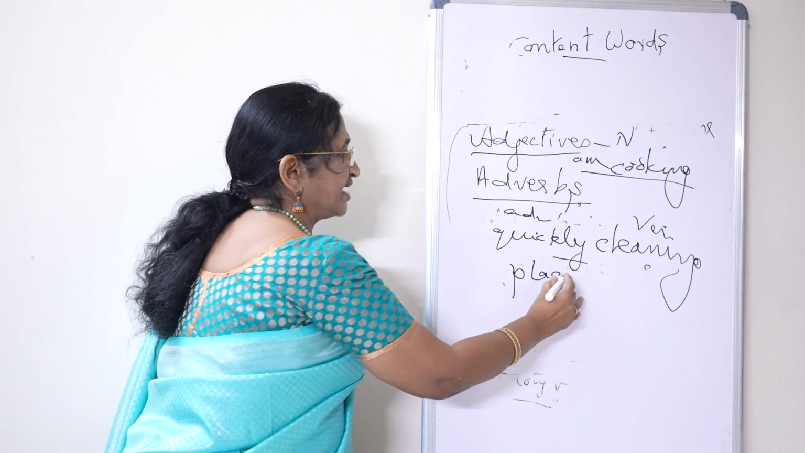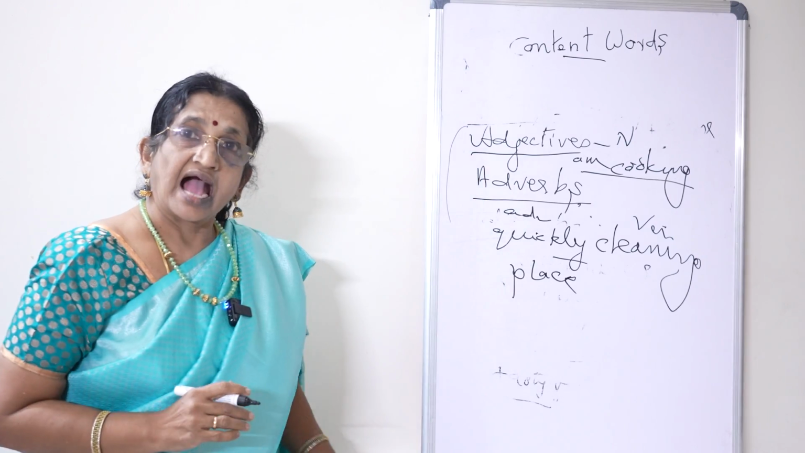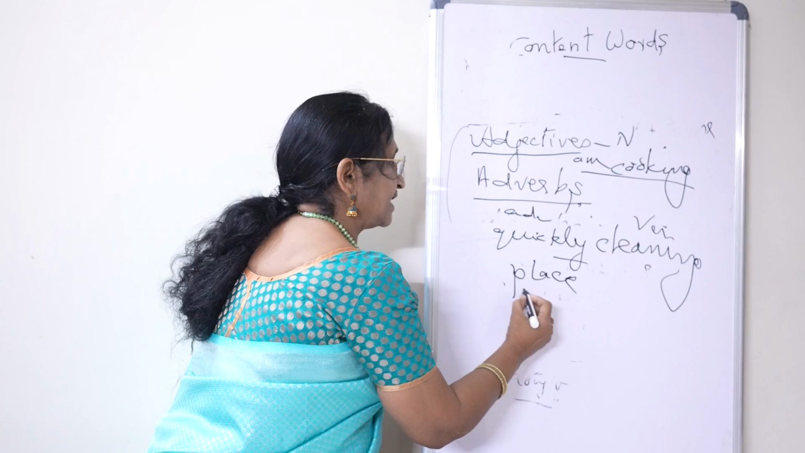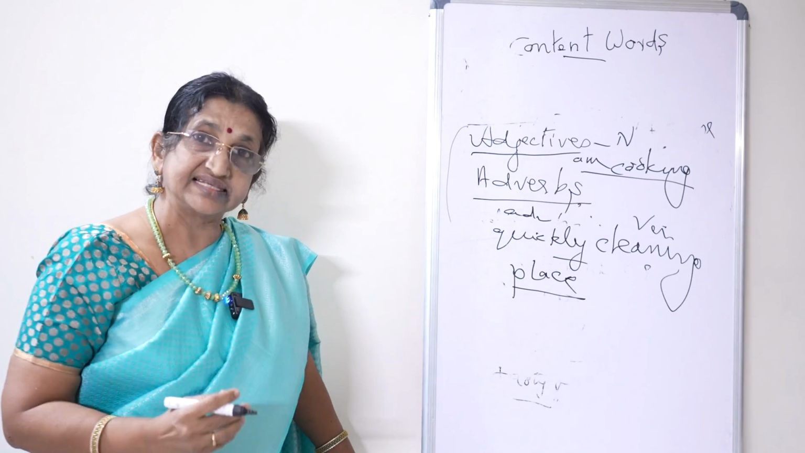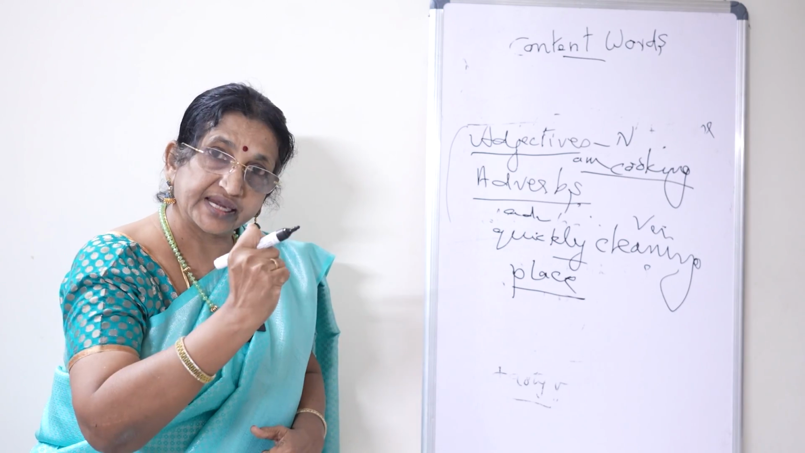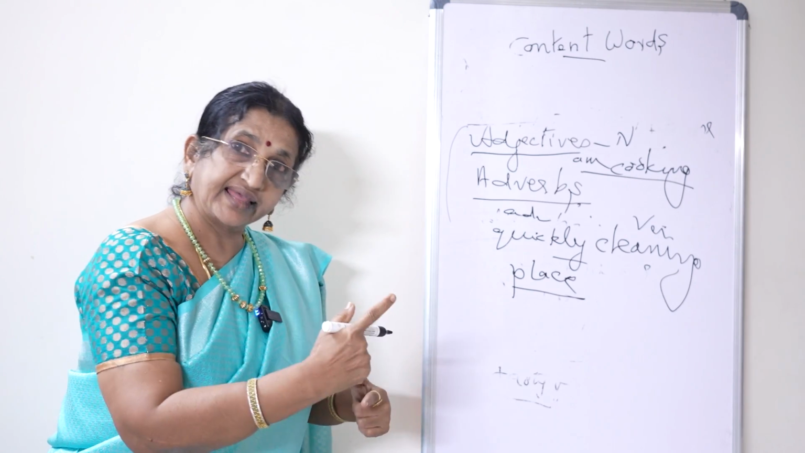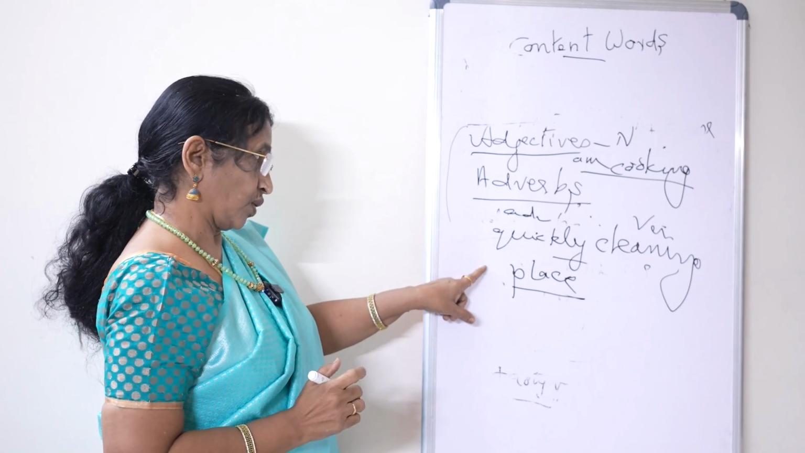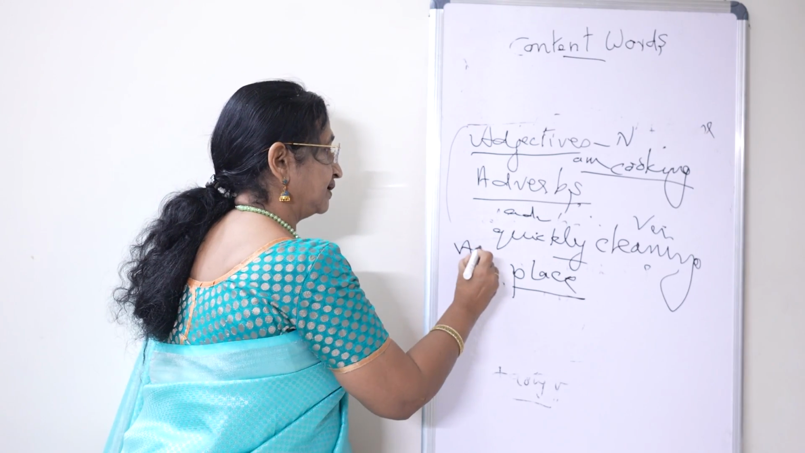Like, I went there, I reached home. So it tells us about the place. When I say I reached home, it is about the place. Where did you reach? Home. I went there. Where did you go? There. So, about the place. That is one thing for adverbs.